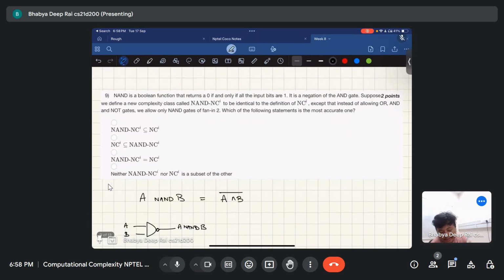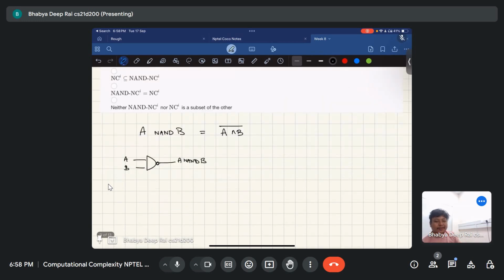Why? Because suppose we define a new complexity class called NAND NCI to be identical to the definition of NCI, except instead of allowing AND, OR, and NOT gates, we allow only NAND gates of fan-in 2. Which of the following statements is most accurate? So we are saying, take a class just like NCI. What is NCI? Log to the i n depth, logarithmic depth, and polynomial size, and bounded fan-in.